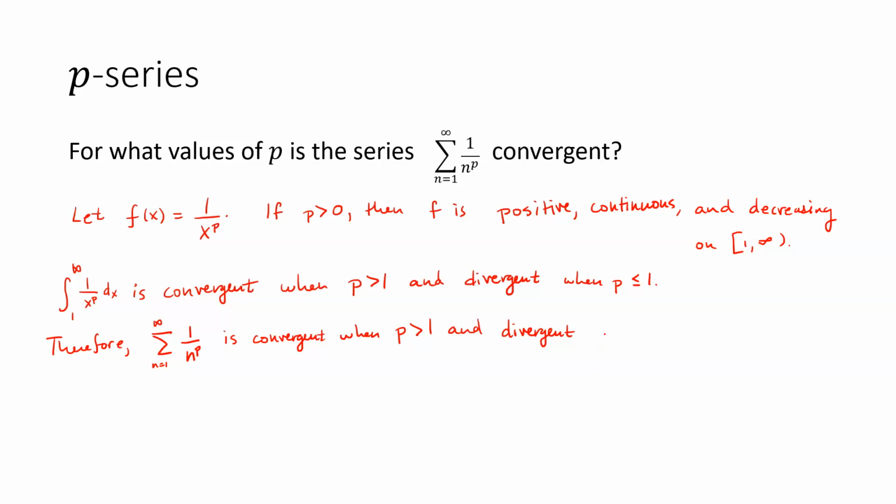And actually in this case, let's be more specific, because here we were also assuming that p is greater than 0. So we're actually only establishing it for the case when p is between 0 and 1, or showing that it's divergent when p is between 0 and 1. So now we should consider the case when p is less than or equal to 0.